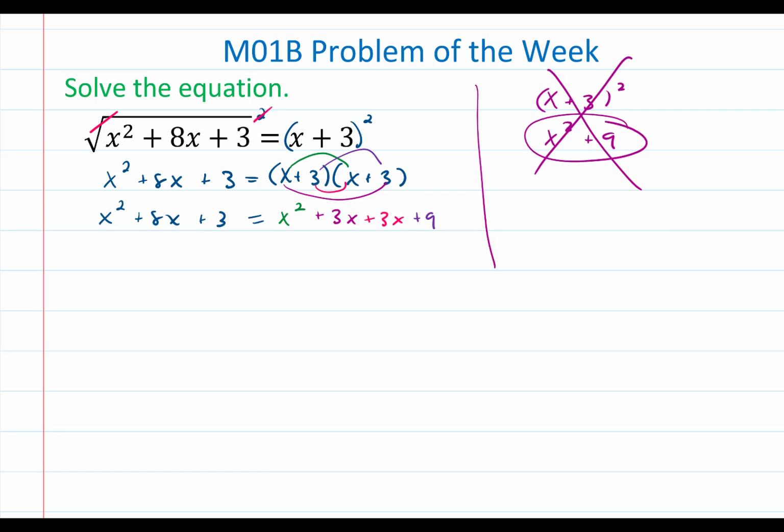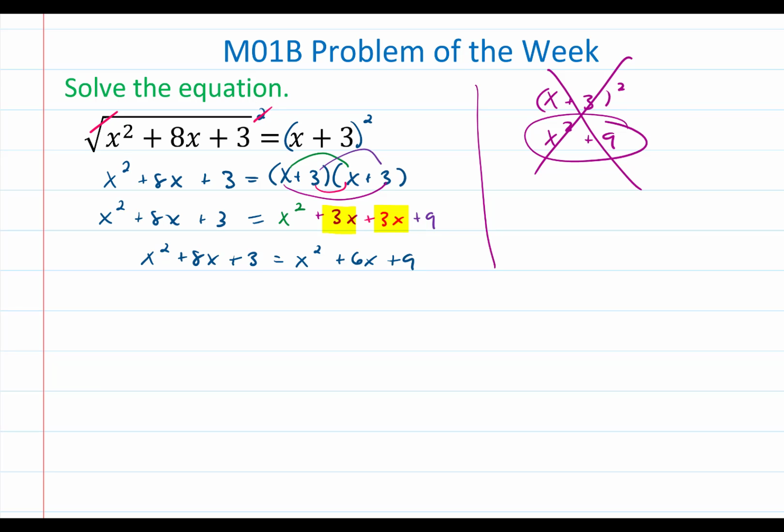Continuing to simplify the right side, we notice that we have a 3x and also a 3x, so in other words, like terms. And so x squared plus 8x plus 3 is equal to x squared plus 6x plus 9. Now, before you get really concerned that, oh my gosh, I'm not sure where to go with this, I've got a quadratic expression on the right, a quadratic expression on the left. Whoa, what's going to happen with this?